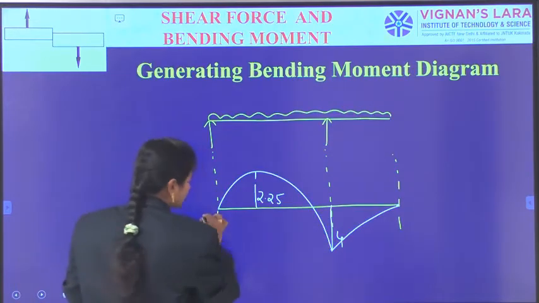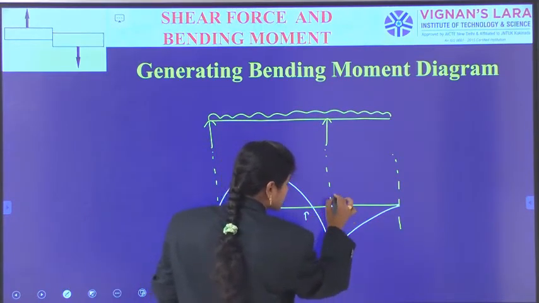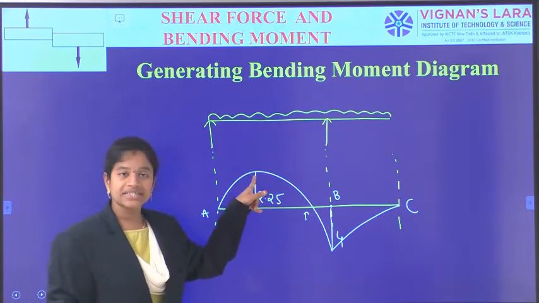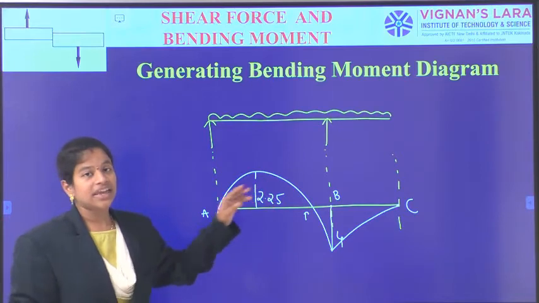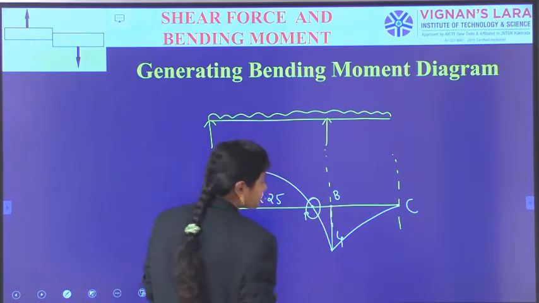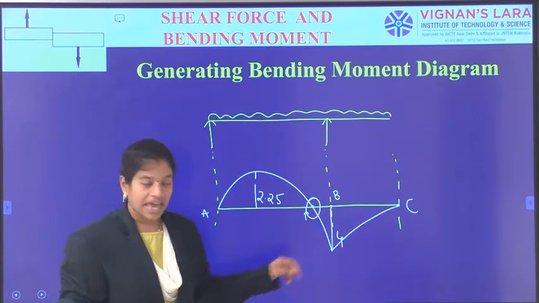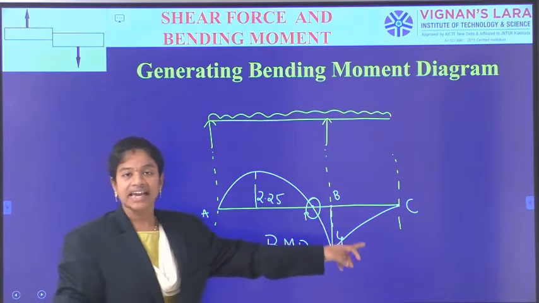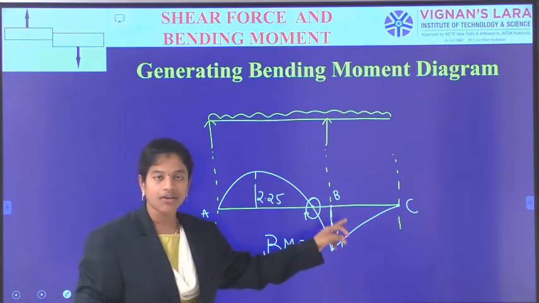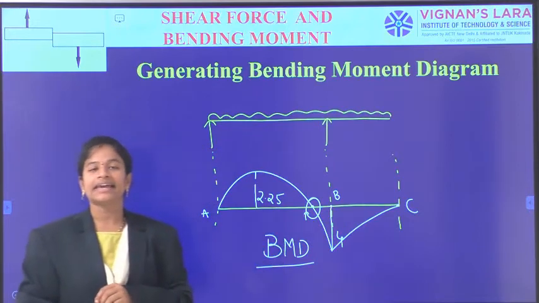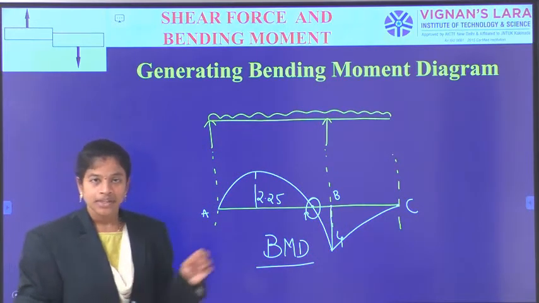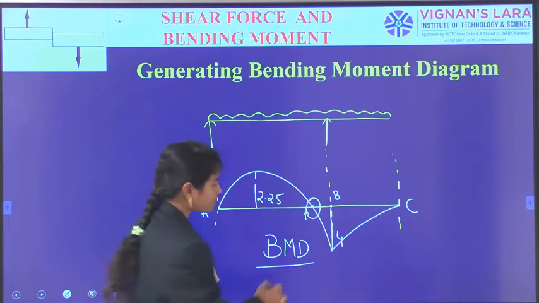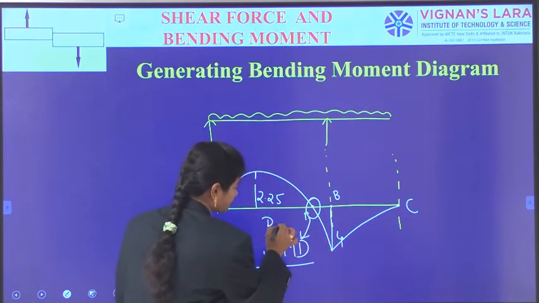Now this is the A location, this is the B location, and this is the C location. In between A and B, I have got a maximum bending moment, and also in between A and B I have got a point with 0 bending moment. In our bending moment diagram, at a point the bending moment changes its sign from positive to negative or negative to positive. In this way, I have got this point, and that point I can indicate as the point of contraflexure. In between A and B, I have got a point where the bending moment is changing its sign. So this is our point of contraflexure.